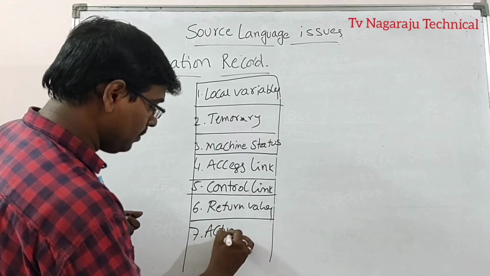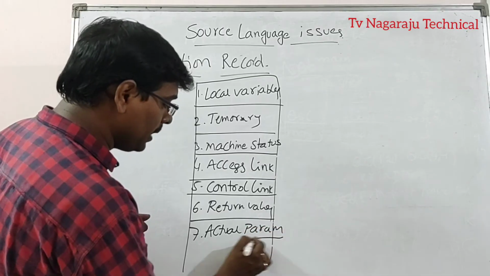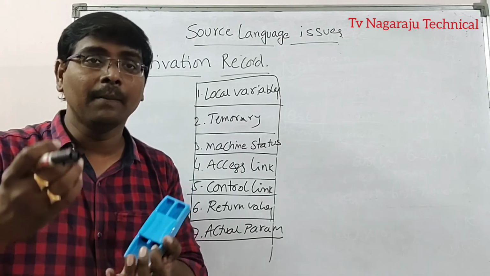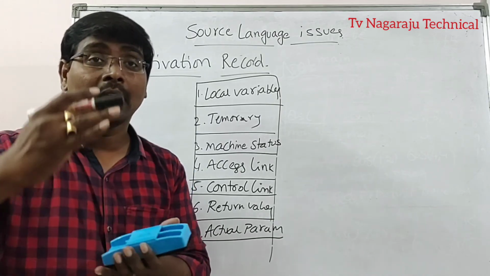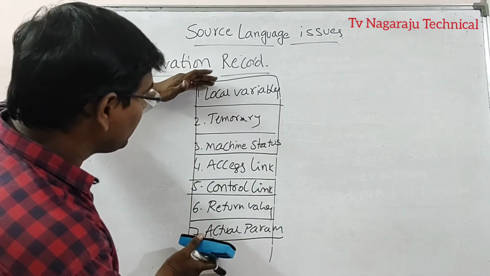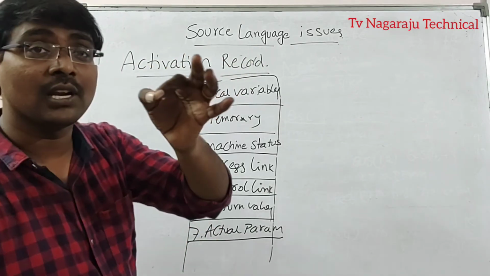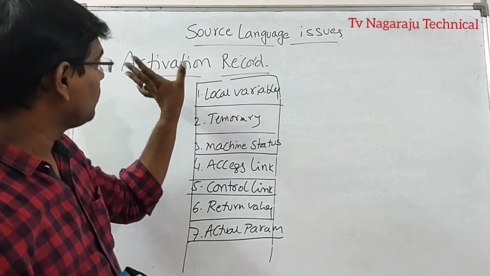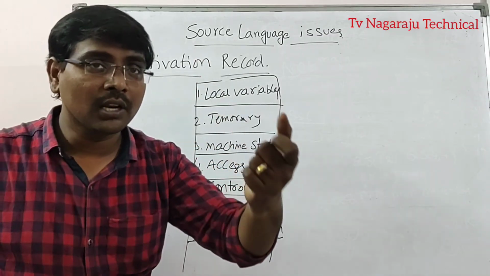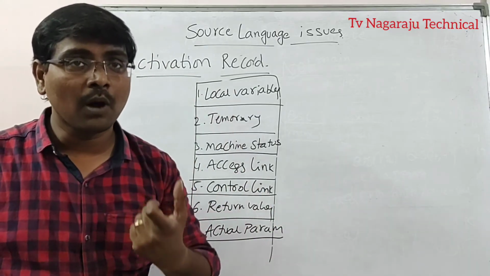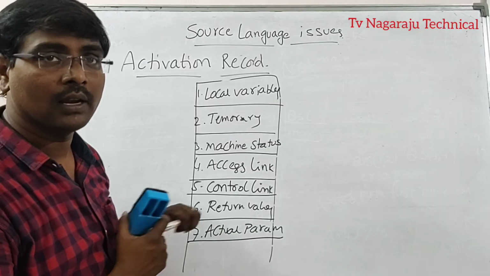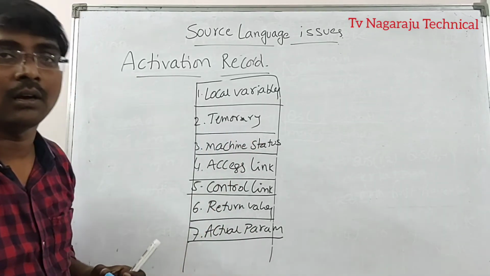And finally, actual parameters. Actual parameters are the original parameters that are passed from the calling procedure to the called procedure. Now this is the information that the activation record maintains. Now I think everyone clearly understands what an activation record is: when the activation record is pushed to the stack, when it is popped from the stack, and what the advantage of this activation record is. Clear? This is the activation record.